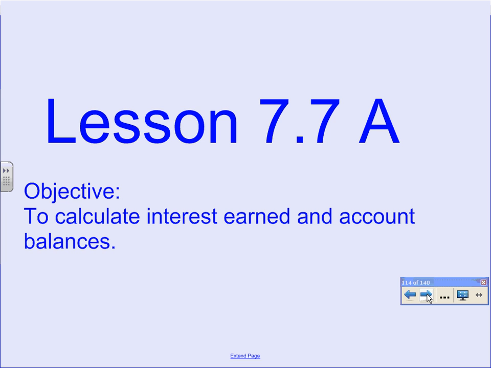This is just the beginning or introduction of interest problems. You may have seen this formula and this lesson concept before. The objective is to calculate interest earned and account balances. So we're going to talk about, well, what is interest? What are account balances? Why is this in Chapter 7? These problems deal with percents. So you're still solving percent problems.